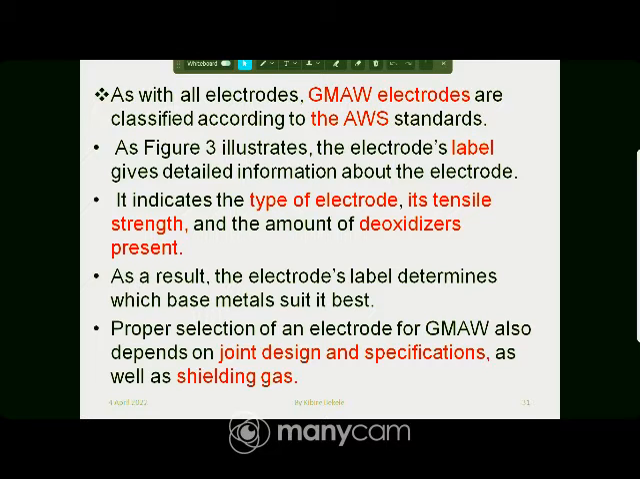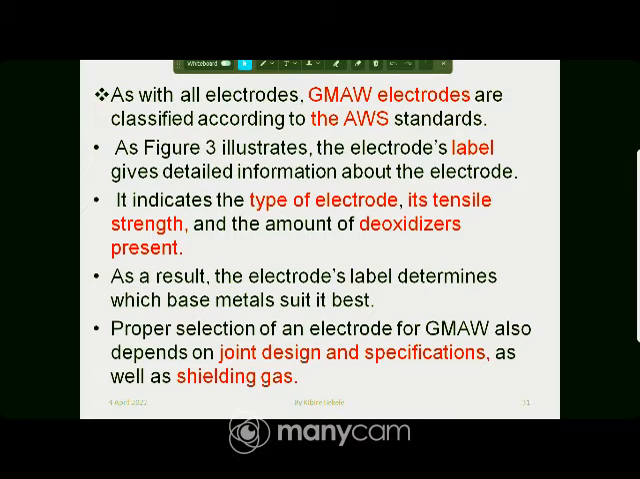Like all electrodes, gas metal arc welding electrodes are classified according to the American Welding Society standards. So we can classify the electrodes. There are different types of electrodes depending on their compositions and different properties, as illustrated in the figure. The electrode's label gives detailed information about the electrode.